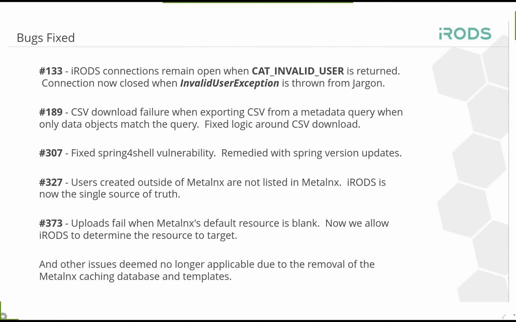Issue 327 was something that goes away when we got rid of the Metalnx database. It had to do with someone creating a user outside of Metalnx and then not showing up in Metalnx, because again there were two different sources of truth before. I think it did eventually show up once the synchronization jobs ran, but it wasn't ideal.